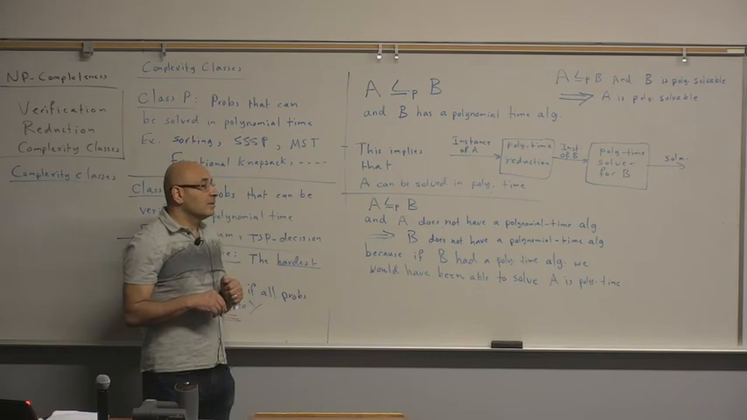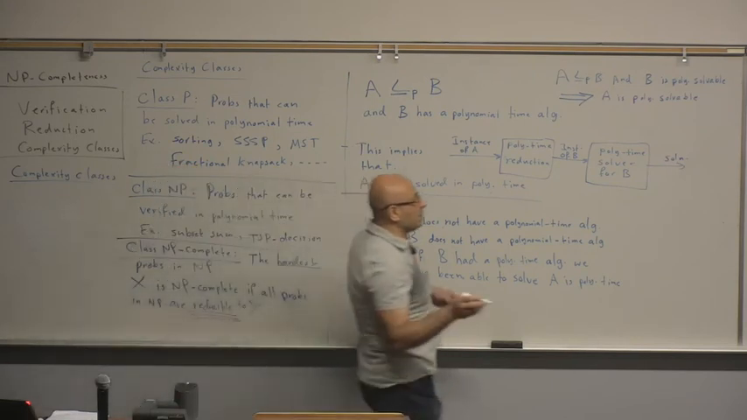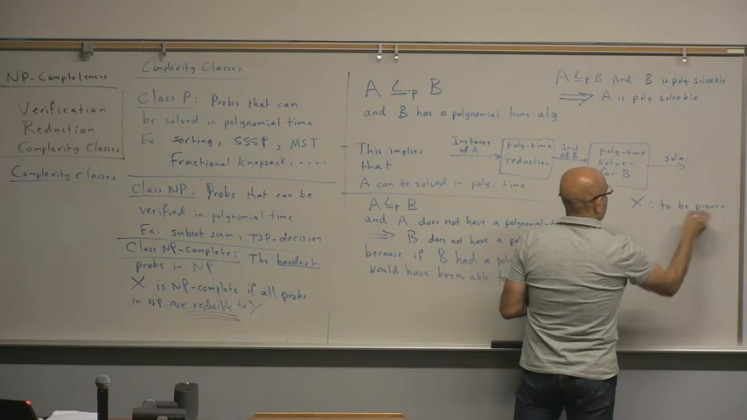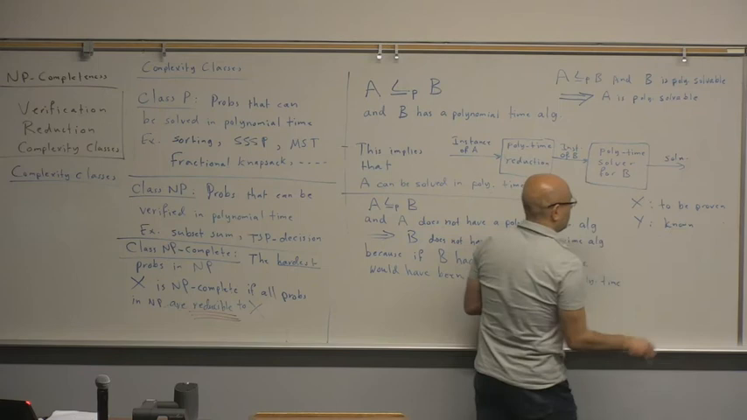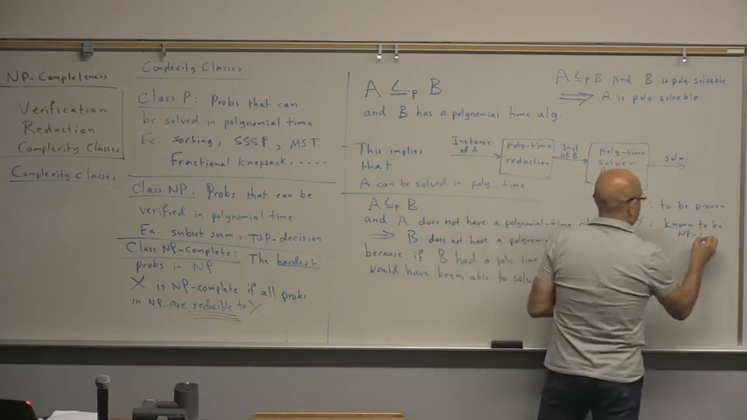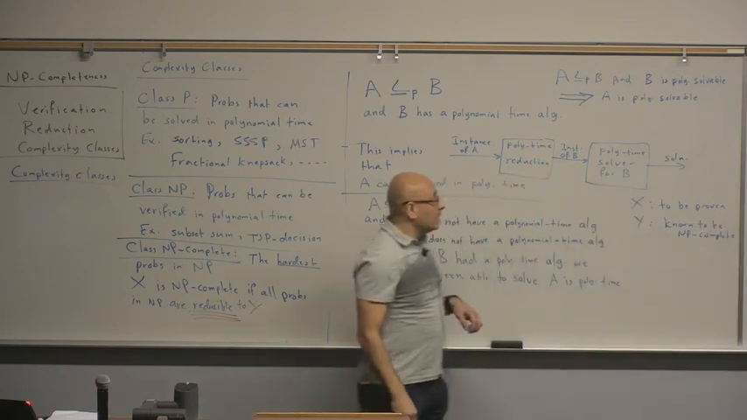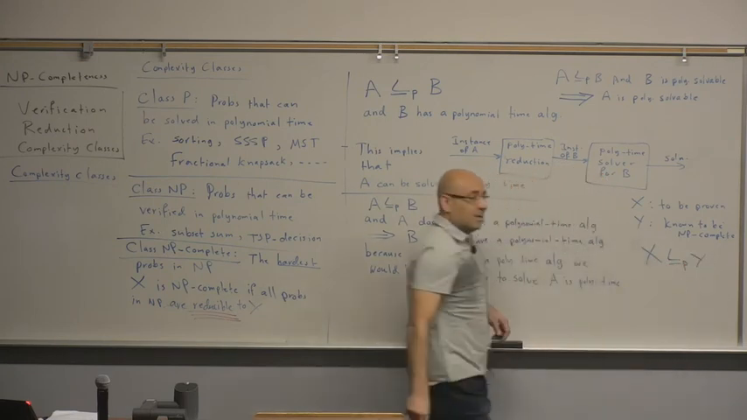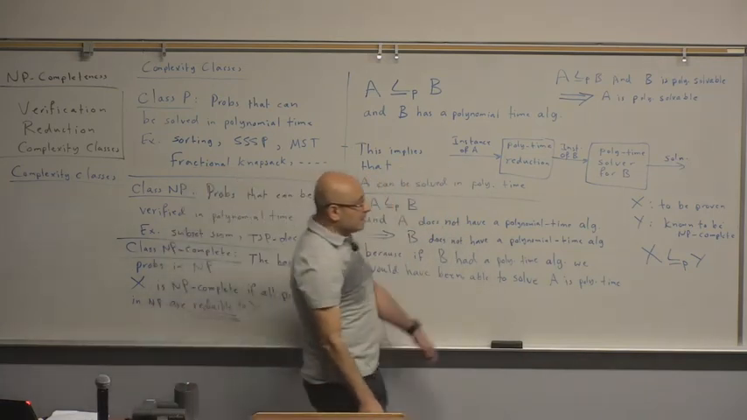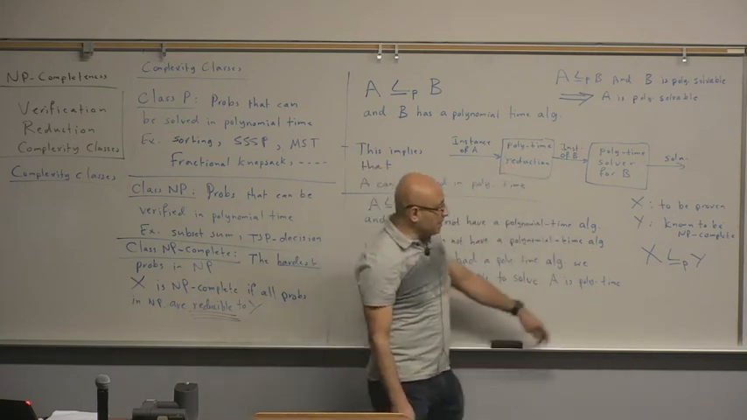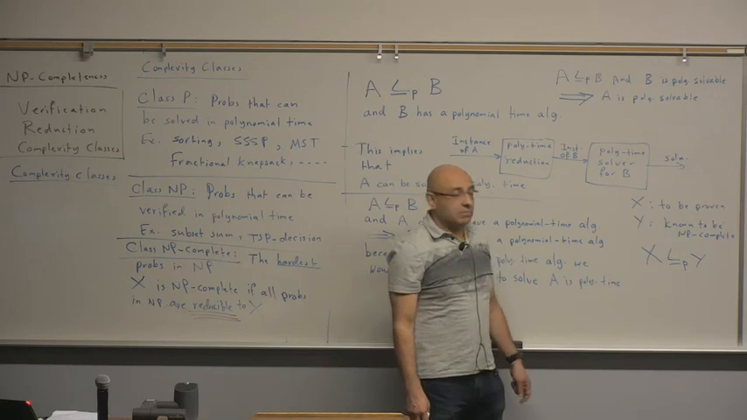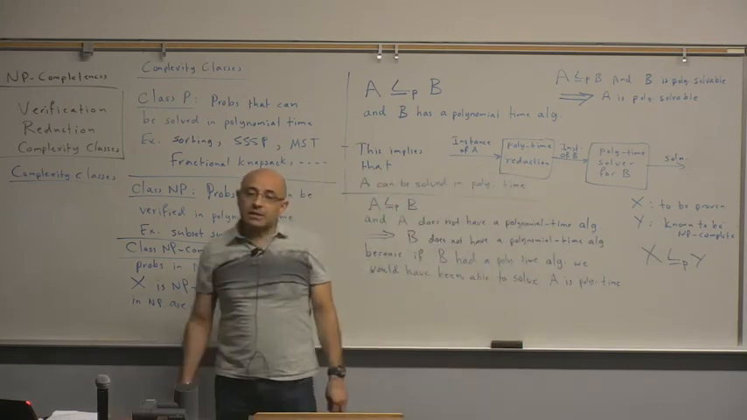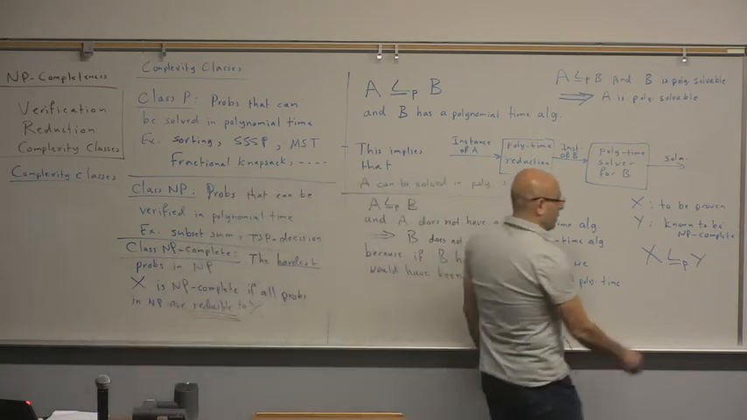So this is the problem that you are trying to prove. Let's call it X, to be proven, and Y is known to be NP-complete. Now, if I reduce X to Y, what am I saying? I'm saying that the problem that I'm trying to prove is less than or equal to Y in difficulty. Does this prove that X is hard? No, because it can be much easier than Y. Maybe it can be a very easy special case of Y. So this doesn't prove anything.